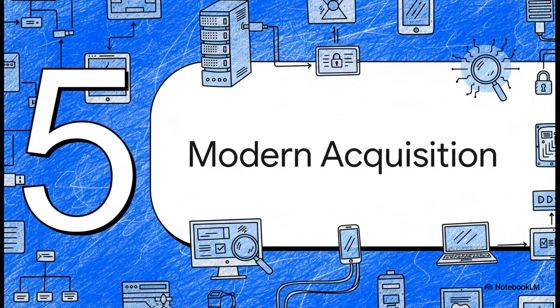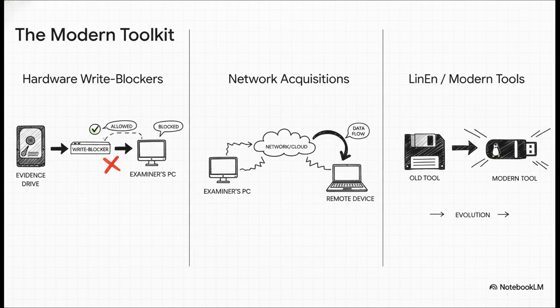All right, now let's fast forward to today. While the core principles, don't touch the original, are still the same, the tools that investigators use have become incredibly powerful and sophisticated. Today, instead of just relying on software to lock things down, we have hardware write blockers. These are physical devices that act like a one-way data valve, making it physically impossible to write anything to an evidence drive. We can now acquire devices remotely over a network, and that old DOS boot disk? Well, it's evolved into powerful Linux-based tools like Linen, which are way faster and more versatile than ever before.